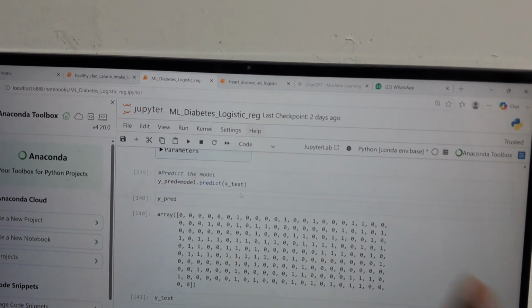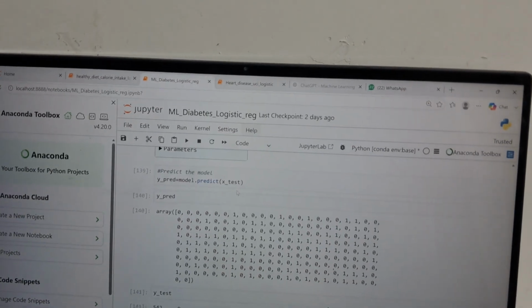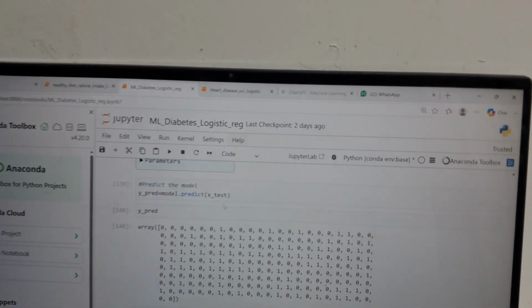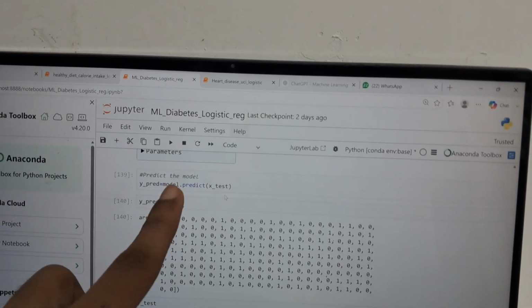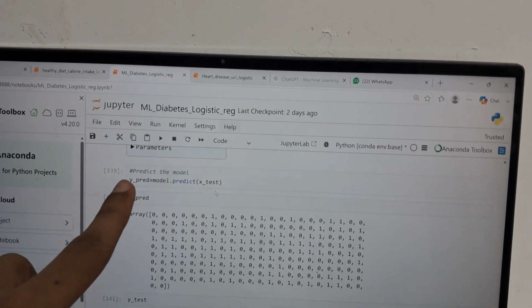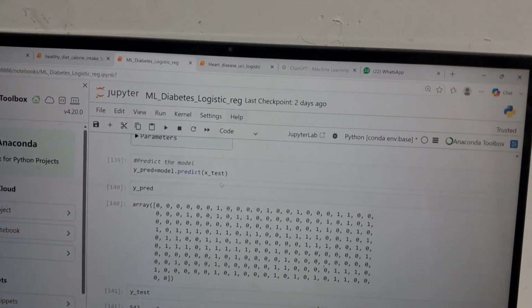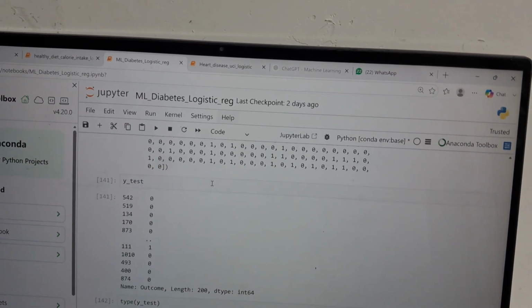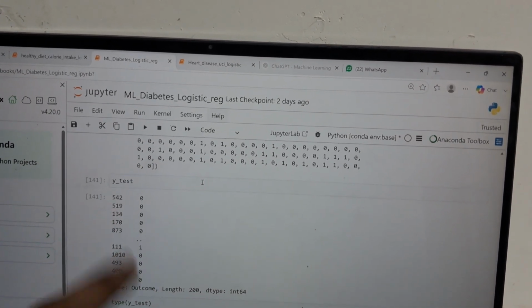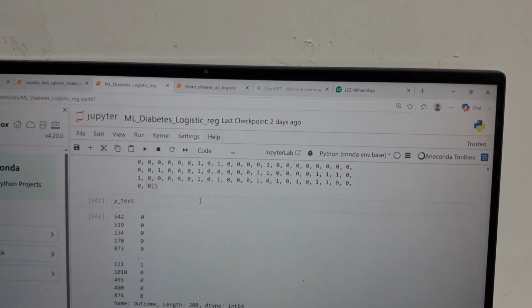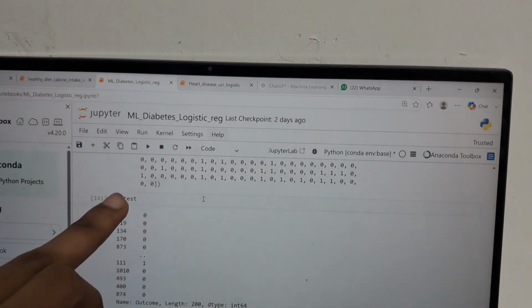That's why X_test. X is questions, Y is answers. So now I'll have only X, which is questions. Which questions? Testing questions, so X_test. I'll predict, and this will be y_pred. y_pred means predicted answers, my answer sheet. Now this is y_test, which means the key paper. The answers are already with our teacher, which is the key paper.